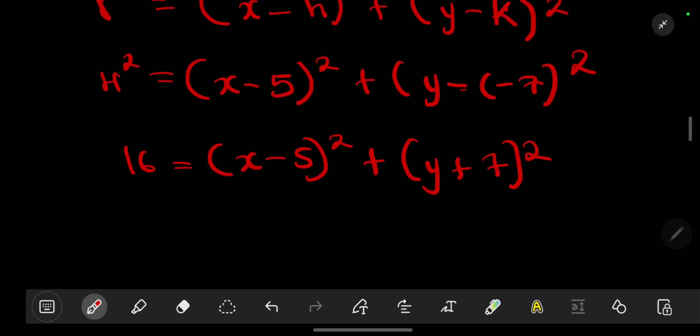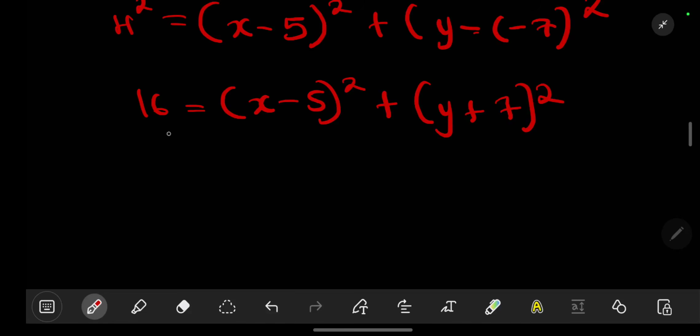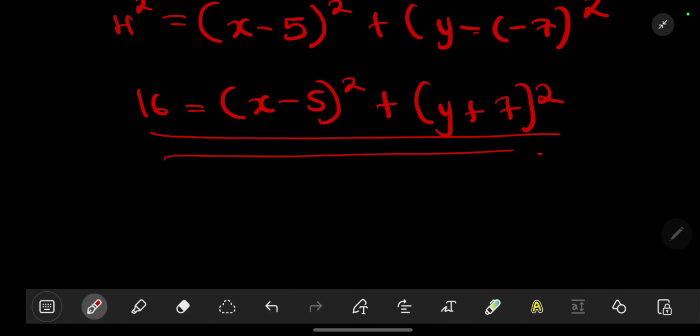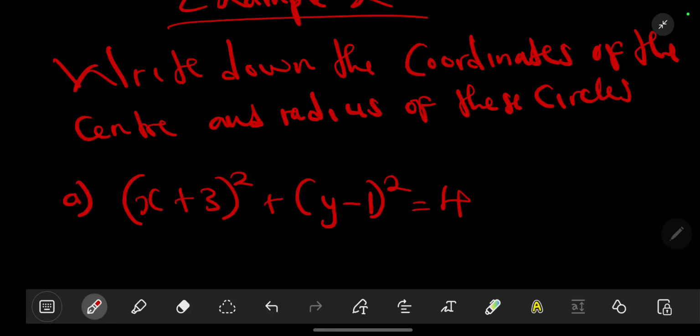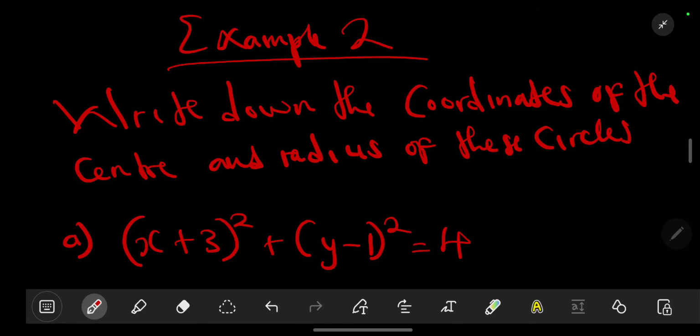So this is the equation of the circle required. So this is your answer for that one. Let's move on to our next one. So let's look at this simple arrangement. We have: write down the coordinates of the center and the radius of these circles.